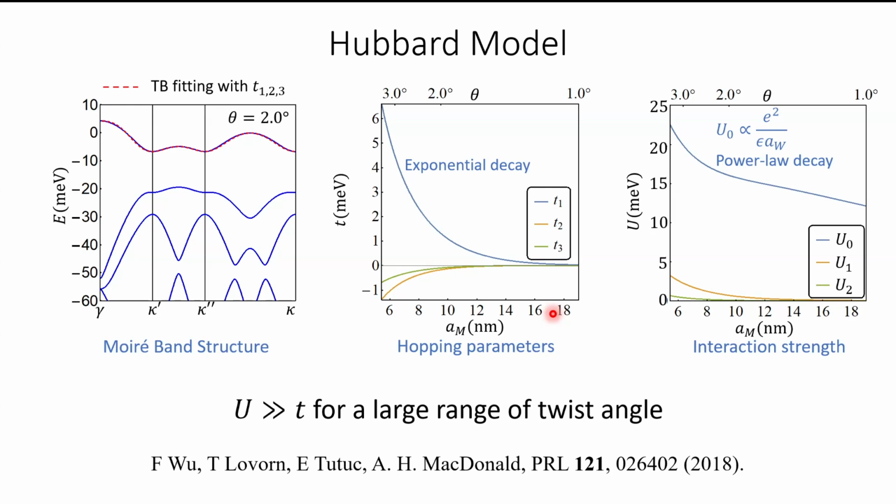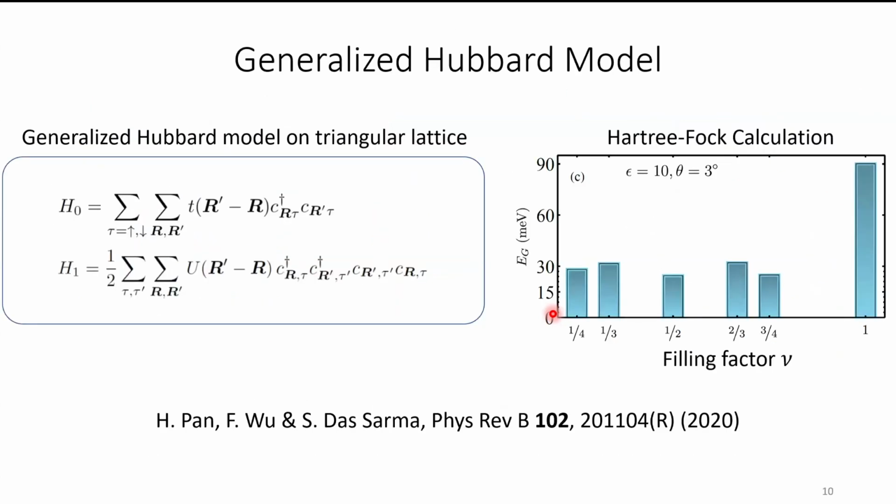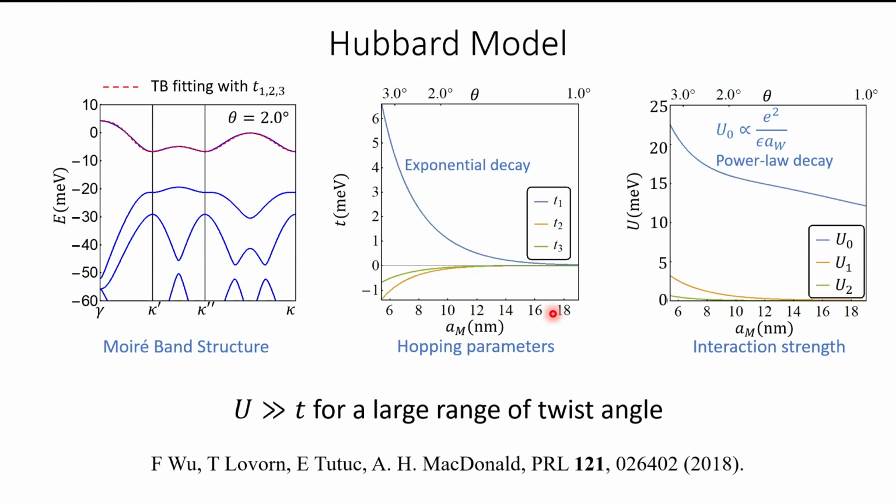This is the single-particle part. For the interaction strength, it turns out to decay in a power-law way as a function of the Moiré period, because the interaction is 1/r if we take the Coulomb interaction. So the interaction strength decays slower than the hopping parameter, and this can lead to the Hubbard regime, meaning that U can be much larger than t for a large range of twist angles. So for this system, there's no need for a magic angle. The angle can be quite flexible. Again, this is work with Allan and with Emanuel Tutuc, who is also here.